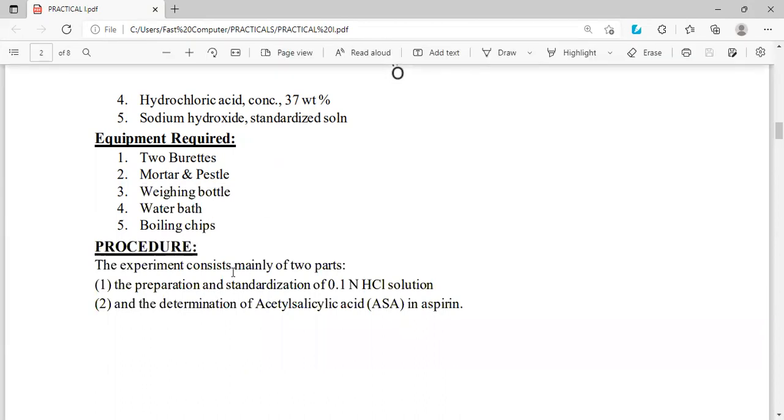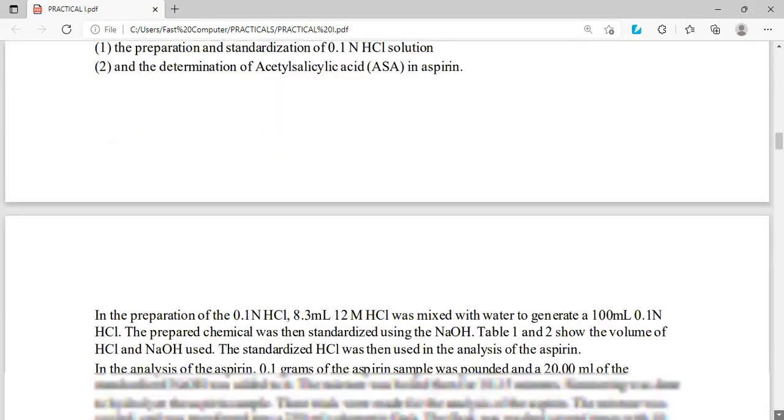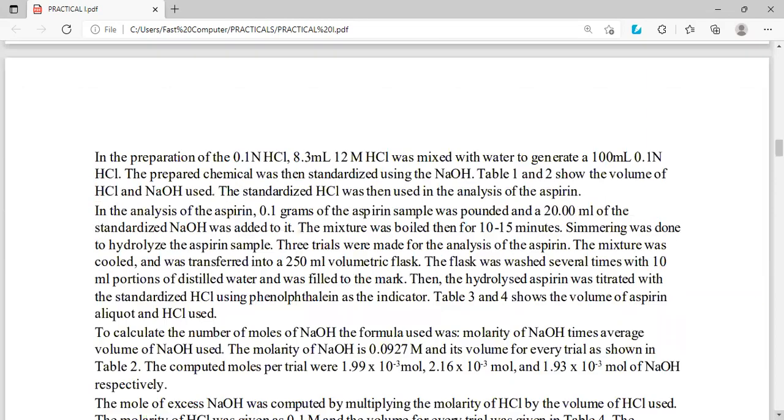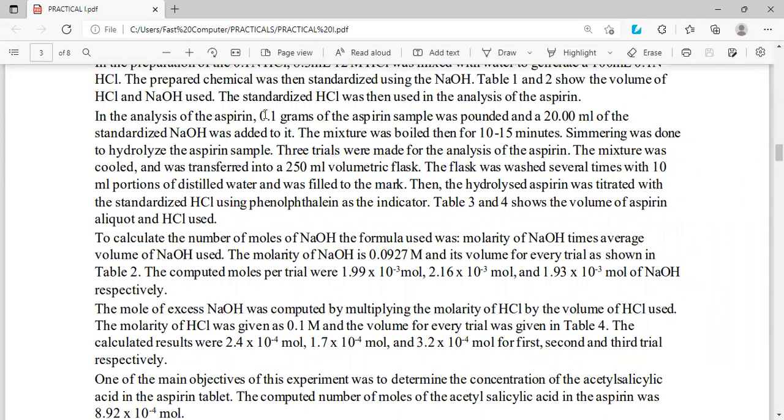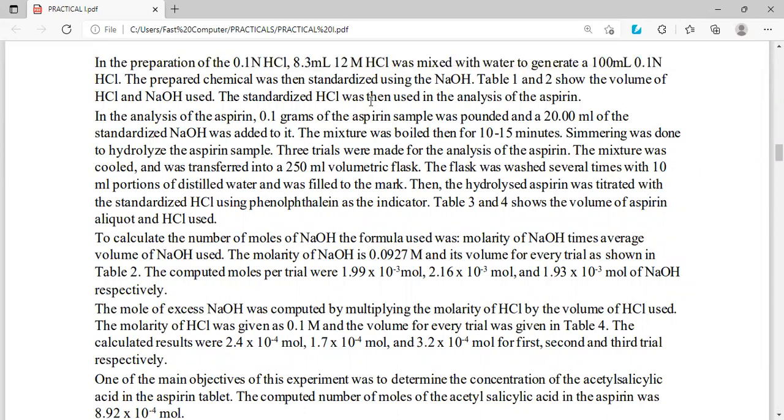The procedure of this practical is that the experiment consists mainly of two parts: determination of acetyl salicylic acid in aspirin. In the preparation of the 0.1 normal HCl, 8.3 ml of 12 molar HCl was mixed with water to generate 100 ml of 0.1 normal HCl. The volume of the HCl and NaOH used. The standardized HCl was then used in the analysis of the aspirin.